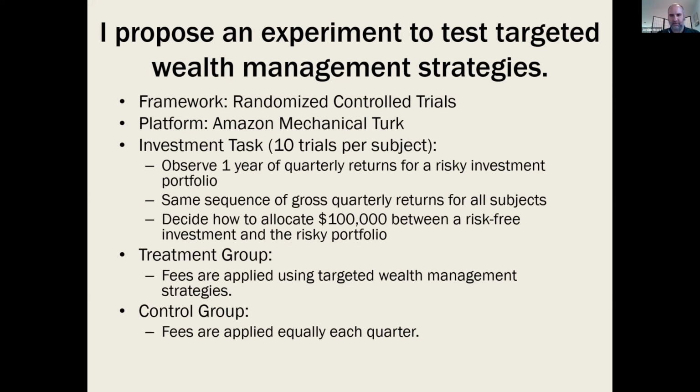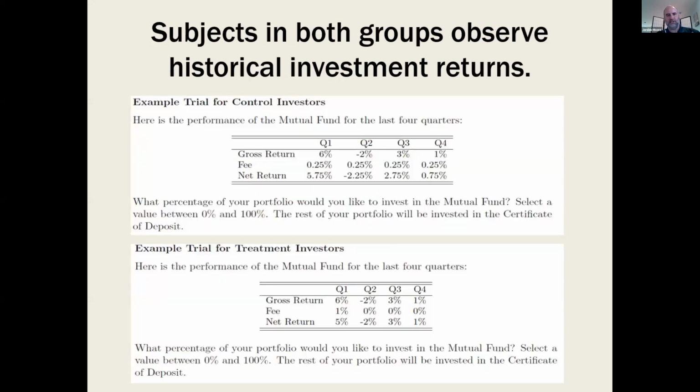So here's an example of one trial for each of the groups. In both cases, we say, here's the performance for the mutual fund for the last 4 quarters. We show you 4 quarters of returns, and there's a top line number of gross returns, there's a fee, and then there's the net return, which is just gross return minus fee. You can see here that in the control group, the fee is just 0.25 every quarter. In the treatment group, the fee is 1% all in 1 quarter.